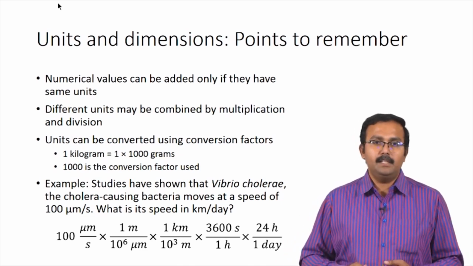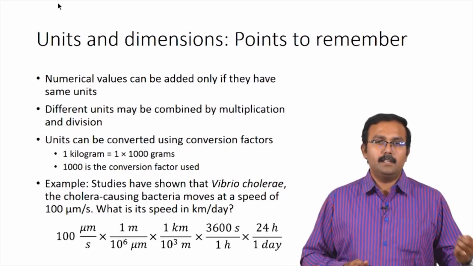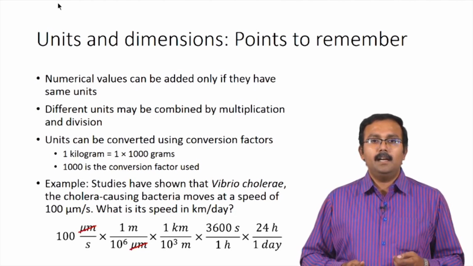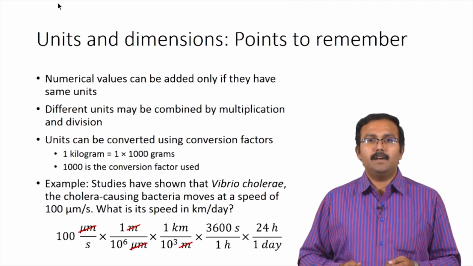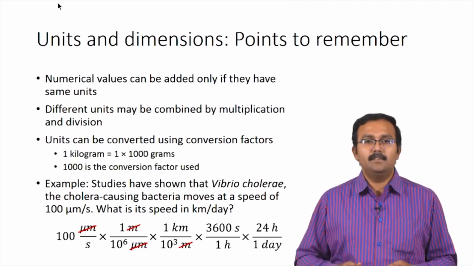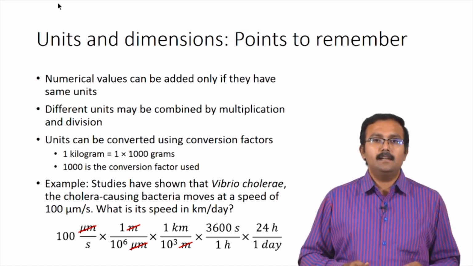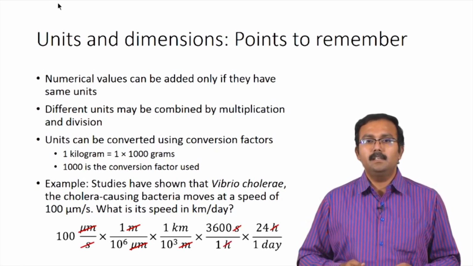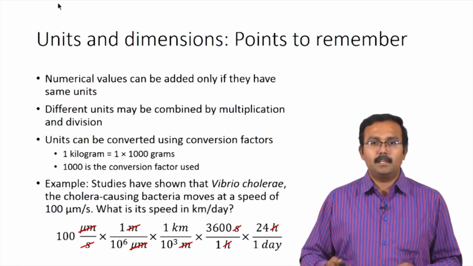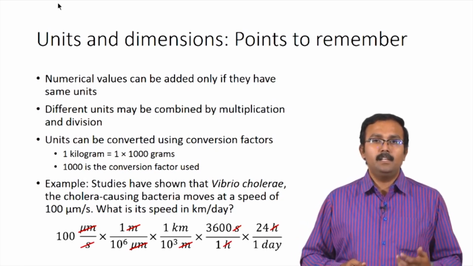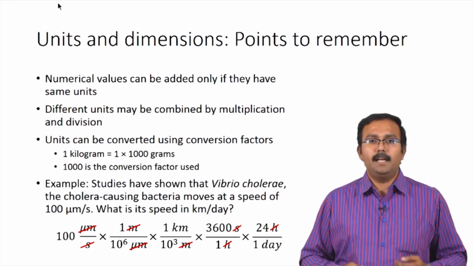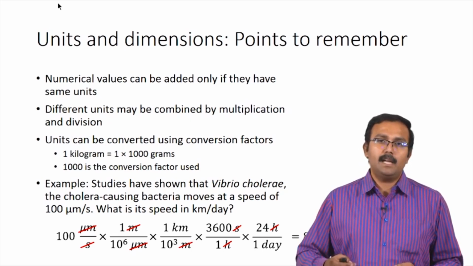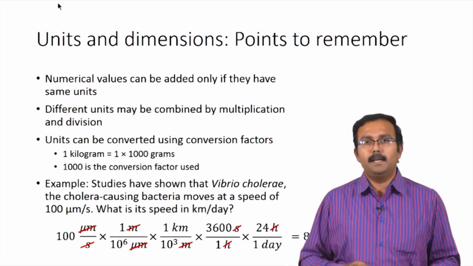We can even verify this. So, the micrometer given in the speed cancels off with the conversion factor given, and the meter taken in the conversion factor again cancels off with the second conversion factor. The second cancels off with the first conversion factor and the hour cancels off in the second conversion factor for time. Thereby, your final units are kilometers per day, and you end up with a value of 8.64 times 10 power minus 3 kilometers per day.